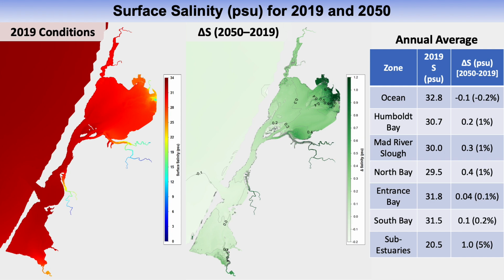The lowest annual average salinities we end up with are in the sub-estuary areas, and that's not a surprise because that's the interface where the tributaries happen.